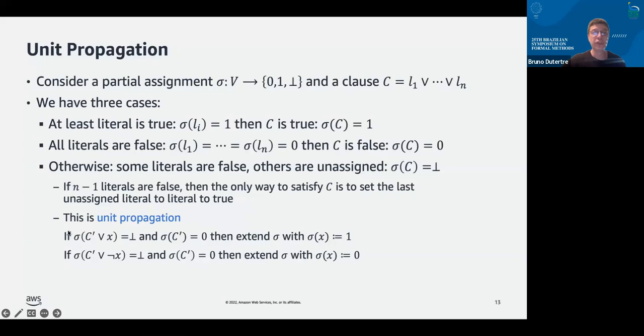In notation, you can look at it this way. You have a clause of the form C prime or X. It's not fully assigned, but C prime is false. Then the only way to make C prime or X true is to extend sigma by setting X to 1. And there is the symmetric case for negation here.